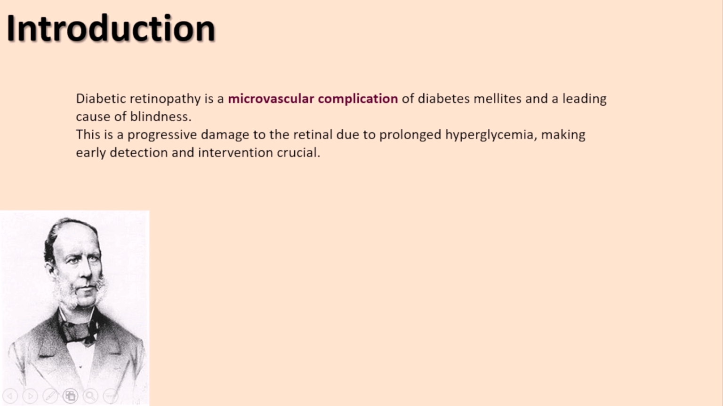So the first description of diabetic retinopathy, first comprehensive description, was done by Edward Jaeger. He was an Austrian ophthalmologist in the mid-19th century.